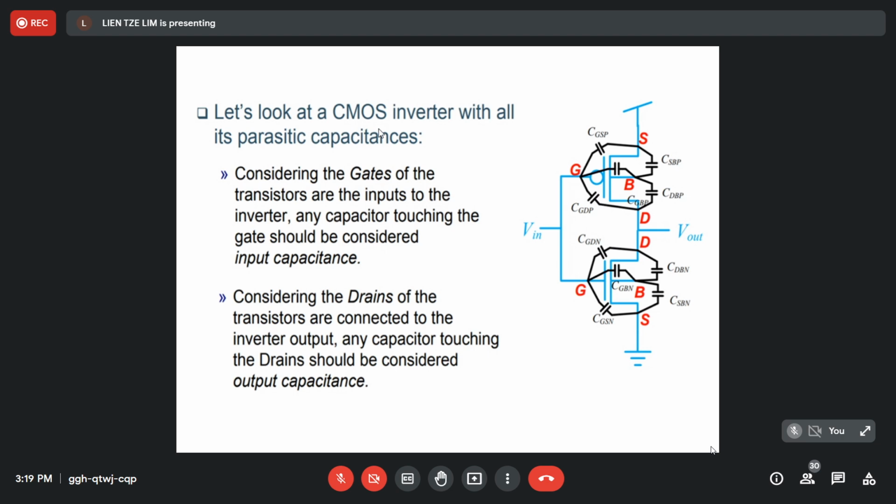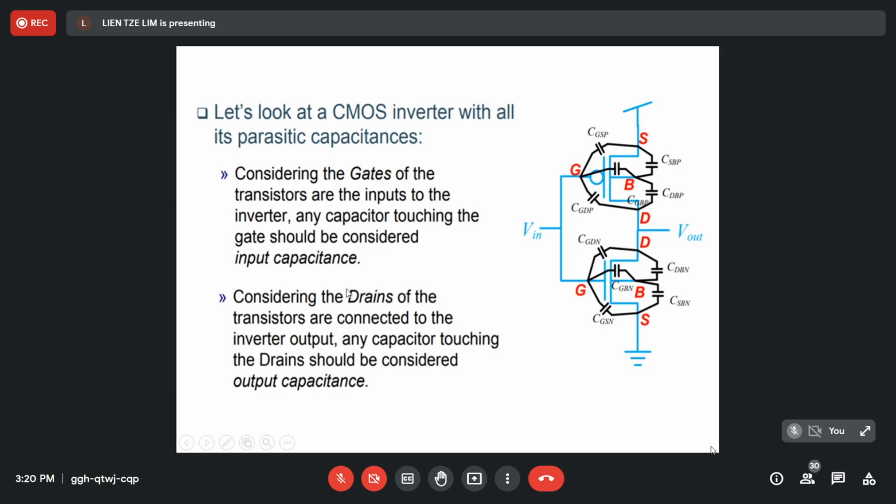In this slide, all these capacitances are classified as input capacitance and output capacitance. If we look at this CMOS inverter circuit, there are input and output. Some of the capacitance we categorize as input capacitance, and some as output capacitance. Considering the gates of the transistors are the input to the inverter, any capacitor touching the gate should be considered input capacitance. And considering the drains of the transistors are connected to the inverter output, any capacitance touching the drain should be considered output capacitance.